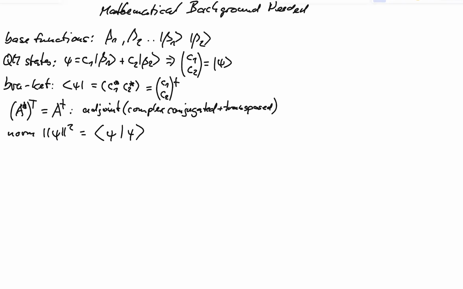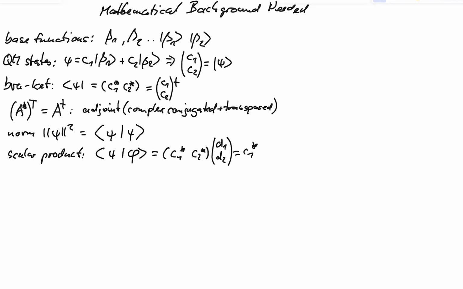The general scalar product is then <psi|phi>, for example, and that would be (C1 star, C2 star) times (D1, D2) as the coefficients of the vector phi, and this is then simply C1 complex conjugated times D1 plus C2 complex conjugated times D2.